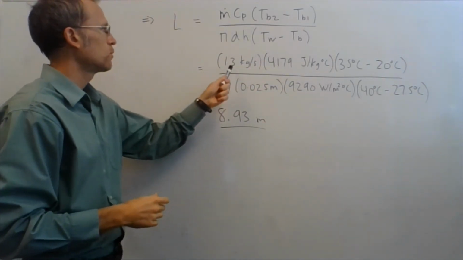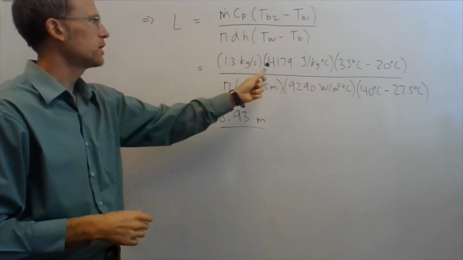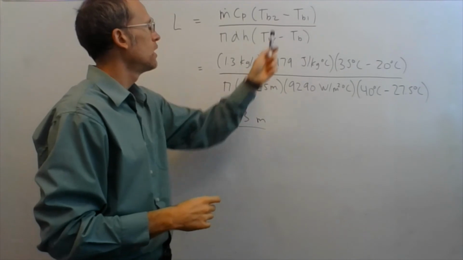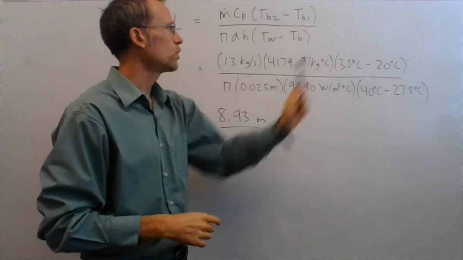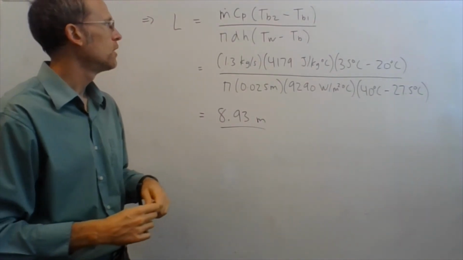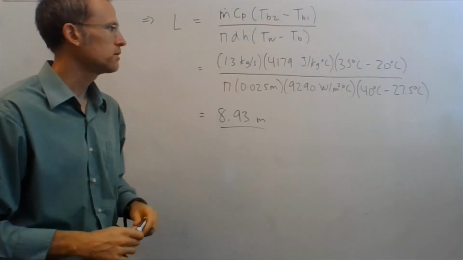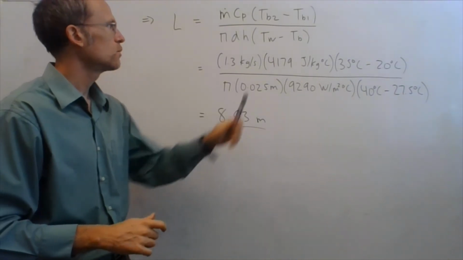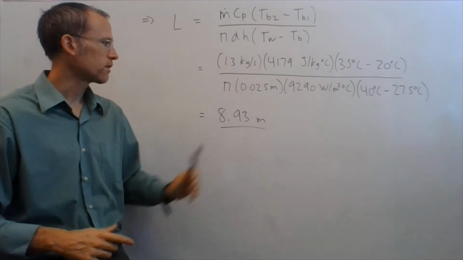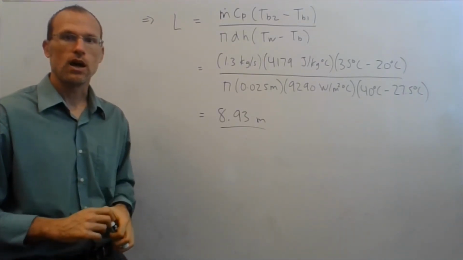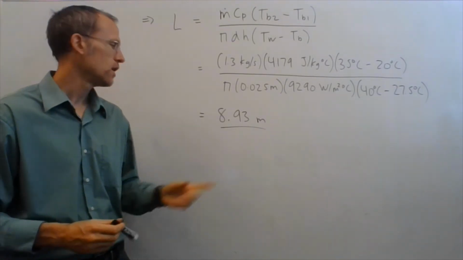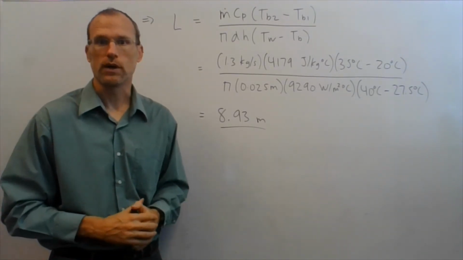And so I have m dot 1.3 kilograms per second, Cp 4,179 joules per kilogram degree Celsius. Temperature going out 35, coming in is 20. Then pi, diameter 0.025 meters. h value we found was 9290 watts per meter squared degree Celsius. Wall temperature 40, then average bulk temperature 27.5. Gives me an overall length of 8.93 meters for this to happen. Any shorter than that, it'll come out at less than 35 degrees. Any more than that, it'll come out more than 35 degrees.